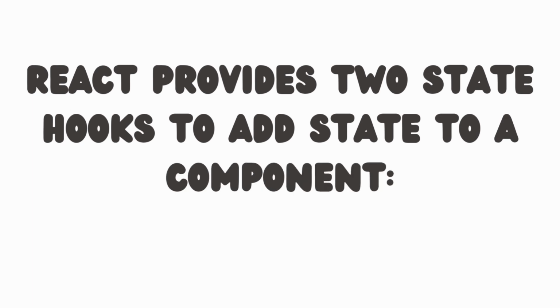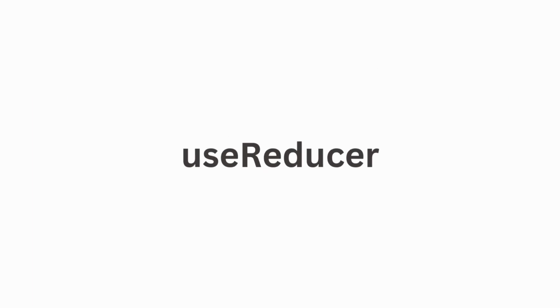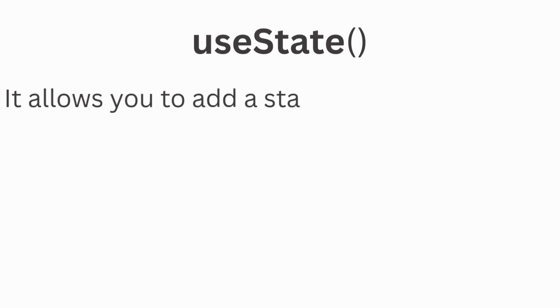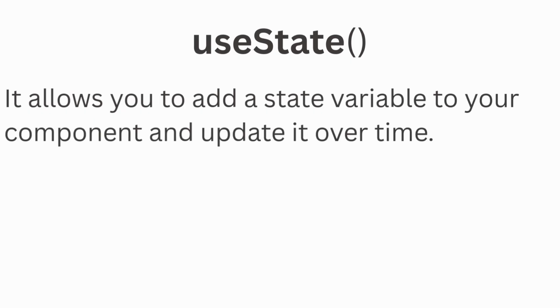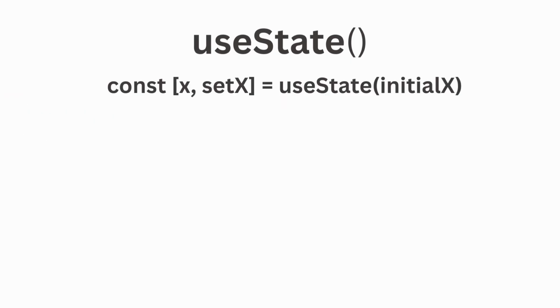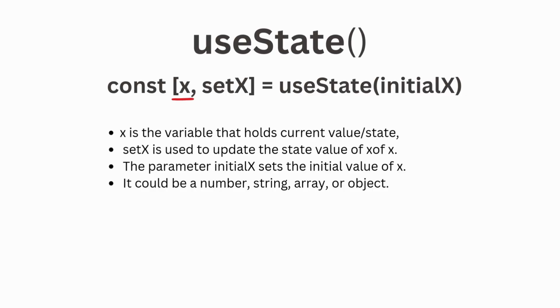React provides two state hooks to add state to a component, which are useState and useReducer. Now let's look into the useState hook. The useState hook allows you to add a state variable to a component and update it over time. If you look at the syntax below, x is the variable that holds the current value or state. setX is the function that is used to update the state value of x. The parameter initialX sets the initial value of x. It could be a number, string, array, or an object.